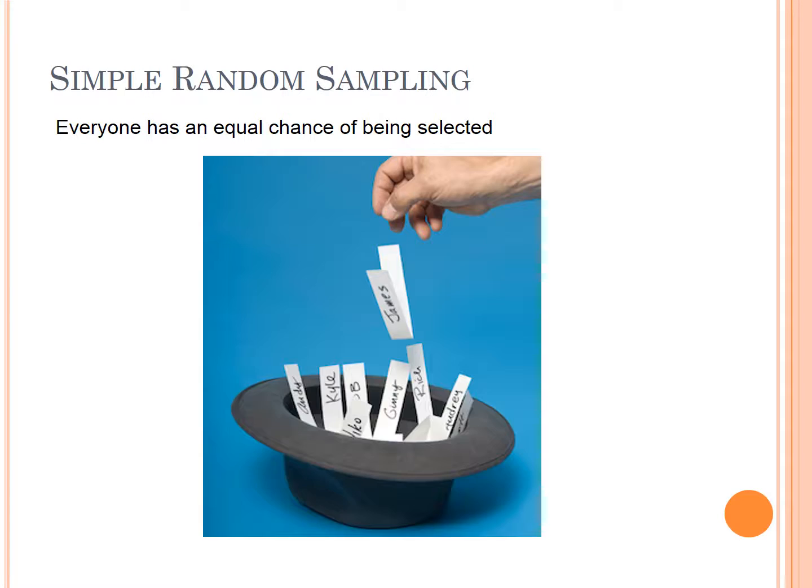The first and the easiest one to understand is simple random sampling. Simple random sampling means that every single person in the population has an equal chance of being selected for the sample. So a classic example of this is having a class, and everyone writes their name down on a piece of paper, and then everyone puts that piece of paper into a hat, and then you randomly draw the names out of the hat. The idea is that everyone should have an equal chance of being selected.